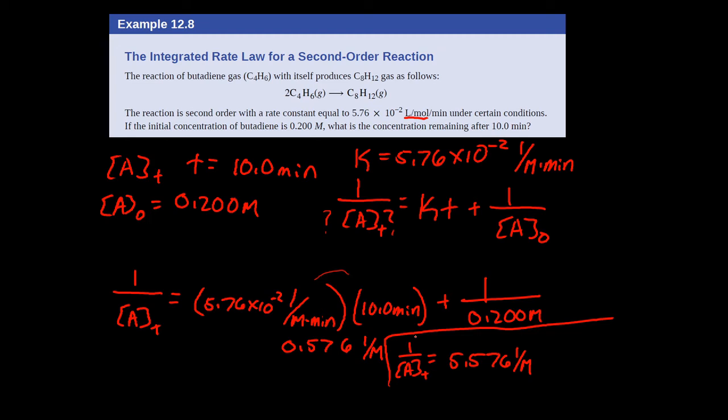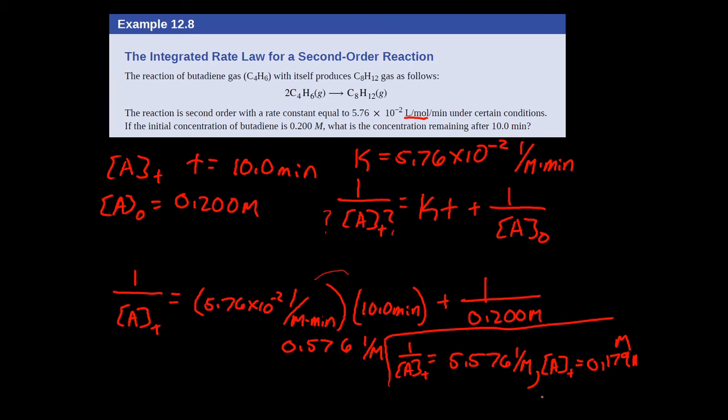So we need to take the reciprocal of that number, which, if you remember, is just to take 1 over that number. We're essentially just going to flip the whole equation. So we're going to end up with concentration at time t is equal to 1 divided by 5.576, which is 0.179, we'll say. And that is, I know I lost my unit there, but that should be molar, and is molar.